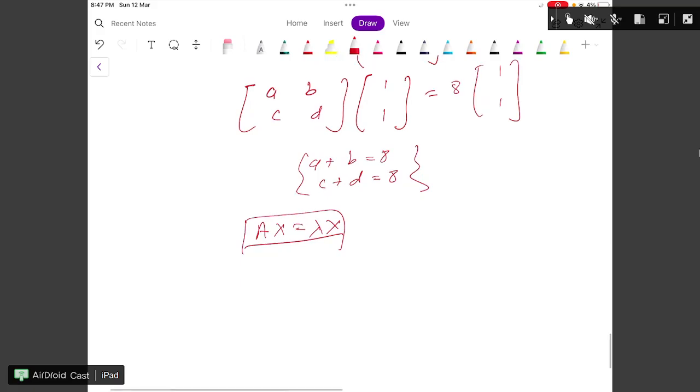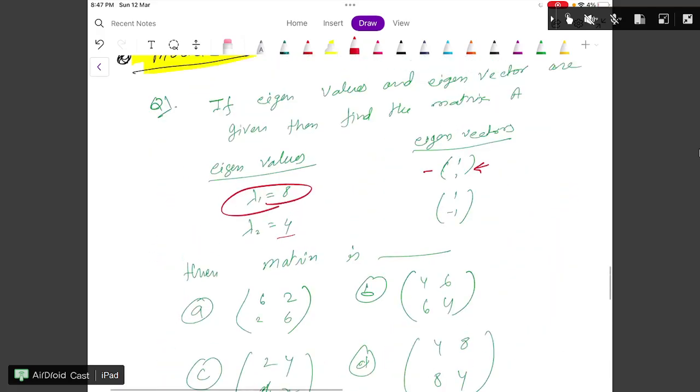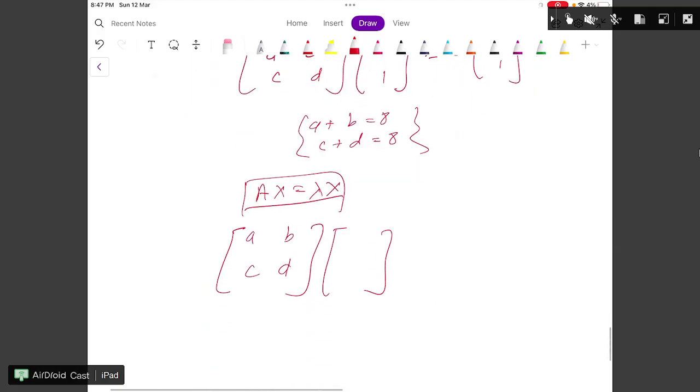So the matrix A is a b c d, and this is the given vector I am considering. Corresponding to this vector, this is the lambda value. Just substitute all these values here. So 1 minus 1, the lambda value is how much? 4. Corresponding to lambda value 4, the eigenvector is 1 minus 1.